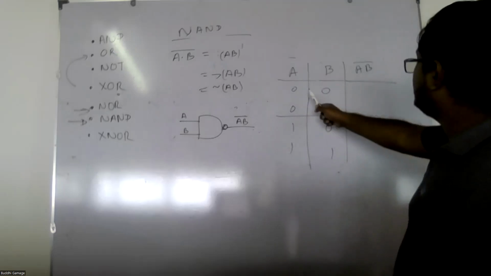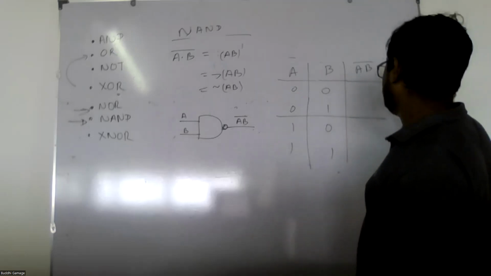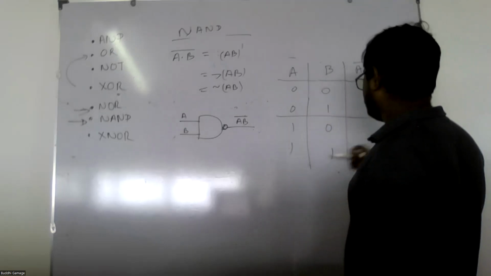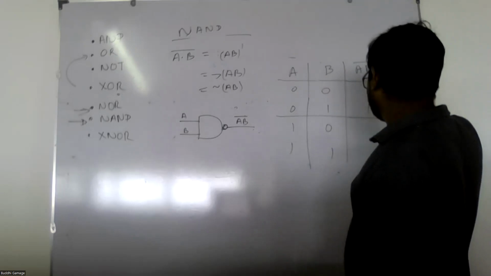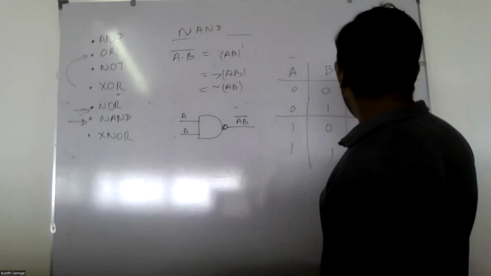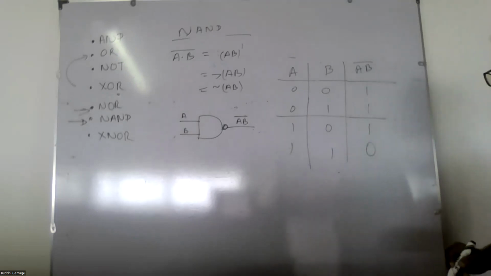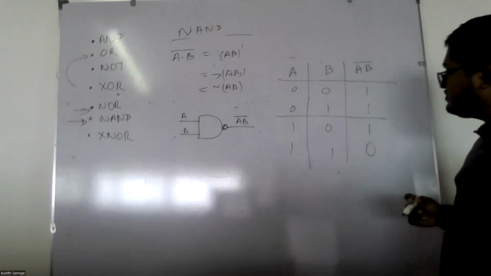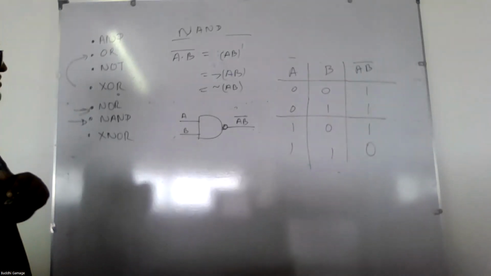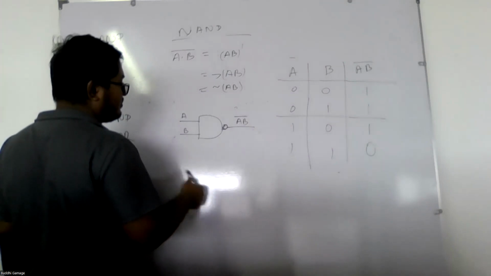So what is the dot operation for both zero? Again 0 and the NOT is 1. 0 and 1 is 0, and again 1. 1 and 0, A dot B will be 0 and we negate that, so it is 1. And here it will be true for A dot B and we are negating, so it is 0. With the NAND operation, the logic is we are doing the AND operation and negating it.